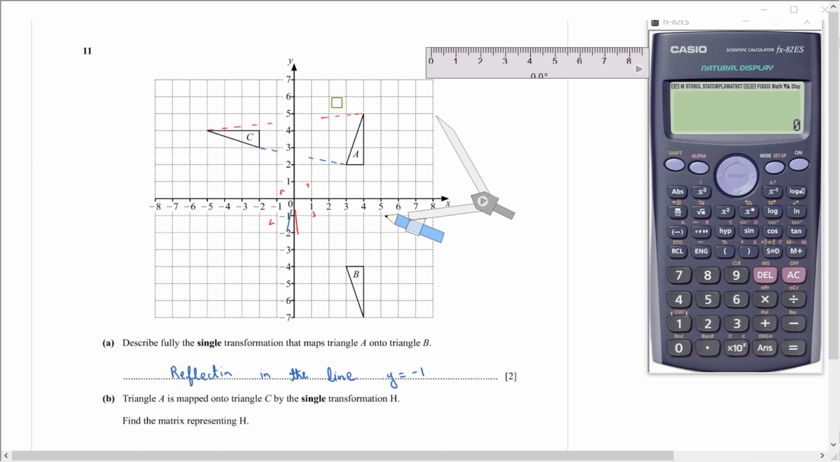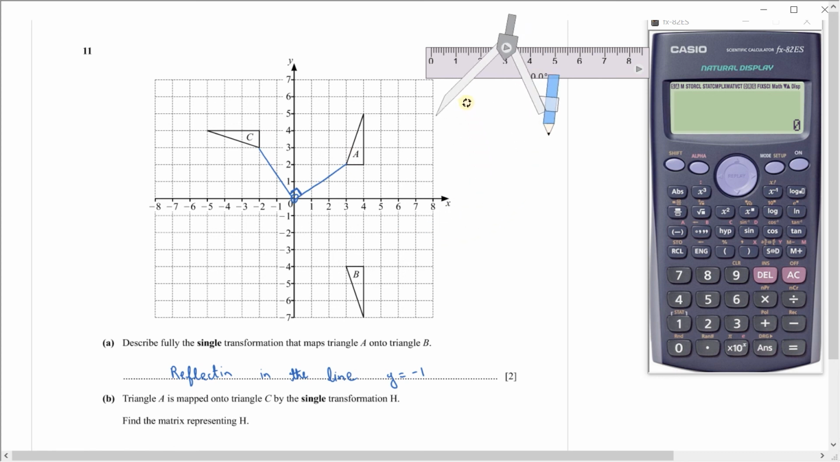And erase this. So now you have found the center of rotation is this point 0, 0. So if I connect this vertex with the center of rotation like this, and this is mapped onto this, so I'll connect its corresponding image with the center of rotation. You can measure this angle is 90 degrees. So the transformation that maps triangle A onto triangle C is a rotation.